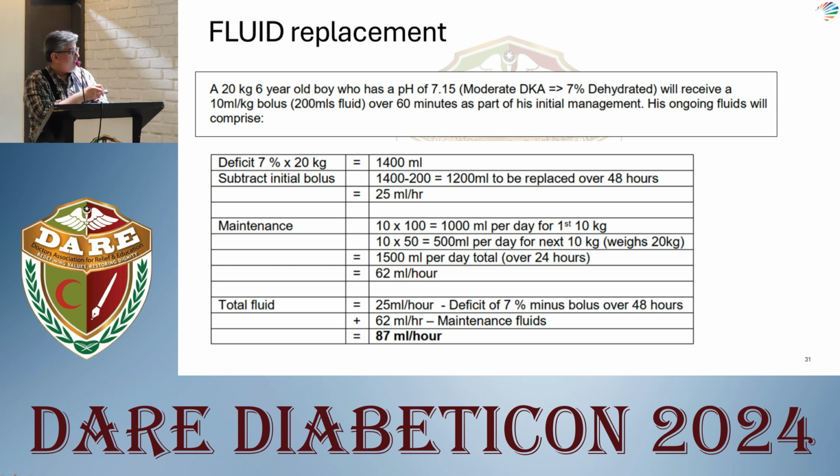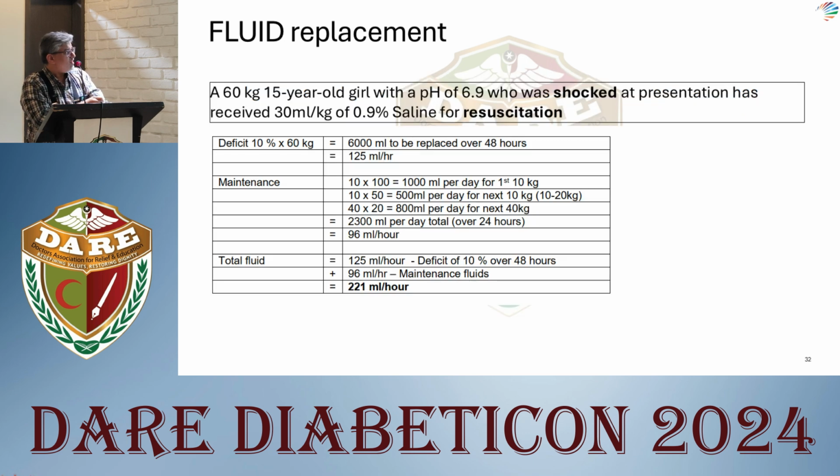Maintenance is calculated from the Holliday-Segar formula, and this is run over 24 hours. So 25 plus 62, that is 87 ml per hour, will be given for the next 24 hours. For the next 24 hours, again, this 62 ml per hour will be added. This example is also given in the ISPAD guideline. You don't need to mug up anything.